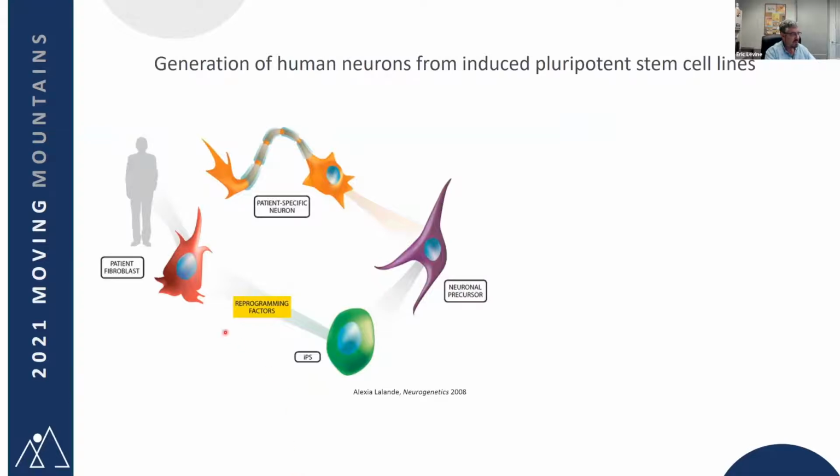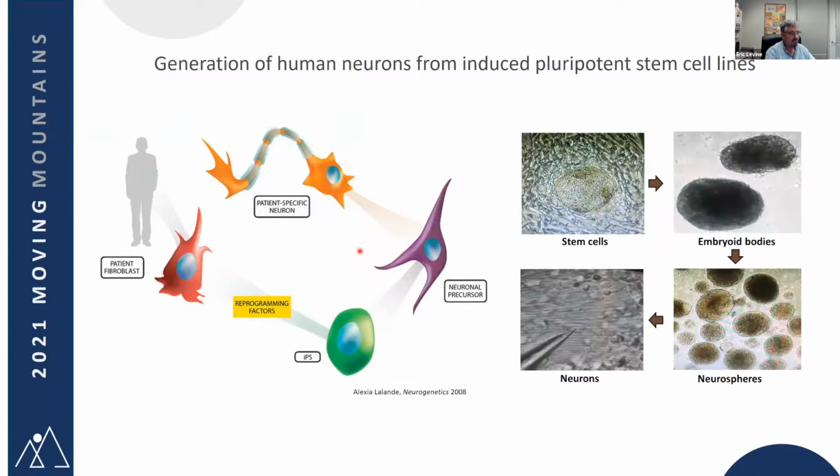And as Stormy went through, basically we use patient-derived skin samples or blood samples, expose them to reprogramming factors that turn them into induced pluripotent stem cells. These stem cells can then be differentiated into functioning neurons that we can grow in vitro. And these are some pictures of the different stages of this process. This is a colony of the induced pluripotent stem cells from an individual.